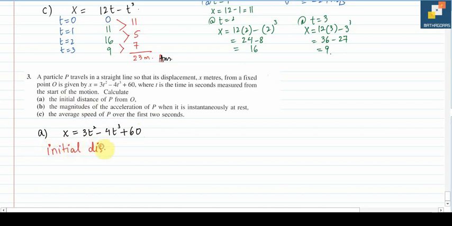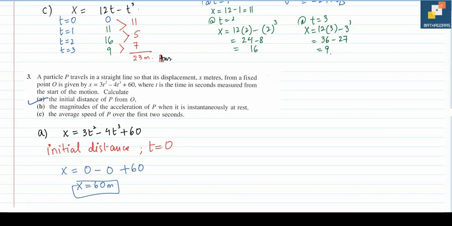The word initial distance means that the value of time is 0. So when you place the value of time 0 in this equation, you will get the initial distance. So that will be 0 minus 0 plus 60. It leads to 60 meters. That is your first part answer. Alright, so keep in mind that whenever it says initial distance, initial means when the value of time is 0.